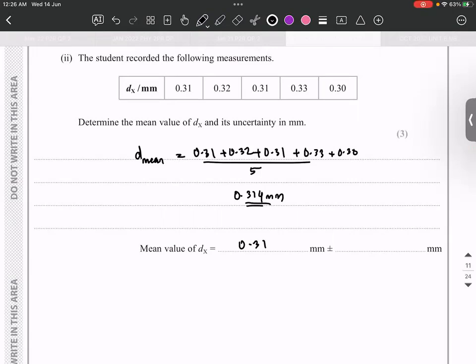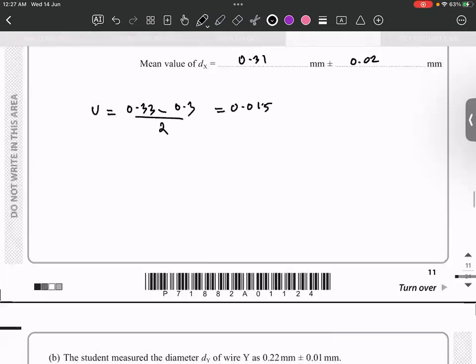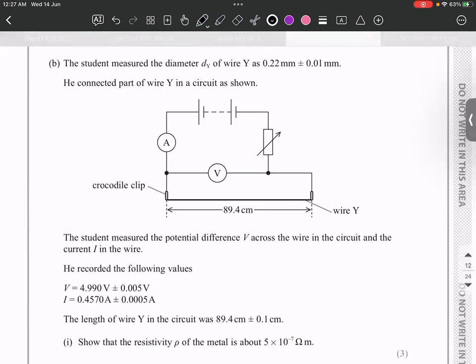Then what about the uncertainty? So uncertainty is very simple, right? Take the highest value, that is 0.33, minus the lowest value, that is 0.30, divide by 2, and that is 0.015. And if you round to two significant figures, 0.02 mm. So that's about this question. Now move to the B question.